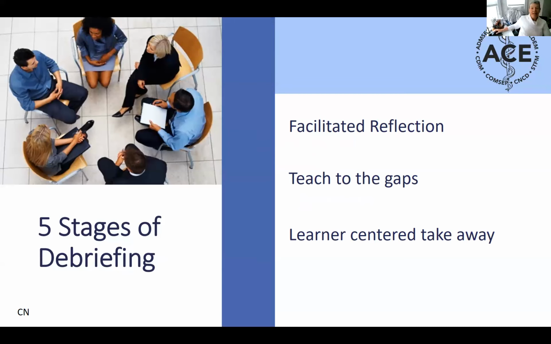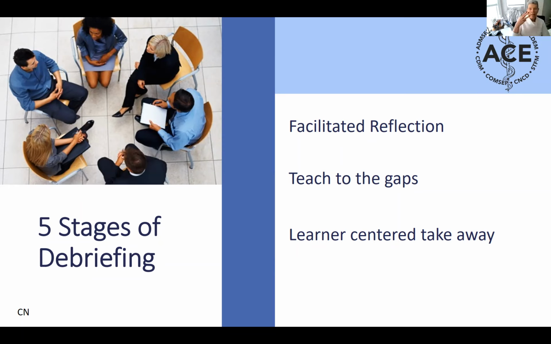And then we move into the facilitated reflection. So what we're going to do at this spot is you want to say, okay, we're going to talk about each of the objectives for our simulation, and we're going to go through them one at a time. So let's start with closed loop communication. And there's different ways to do this.